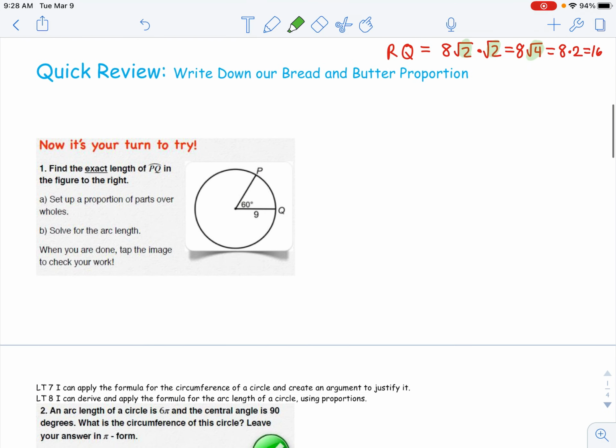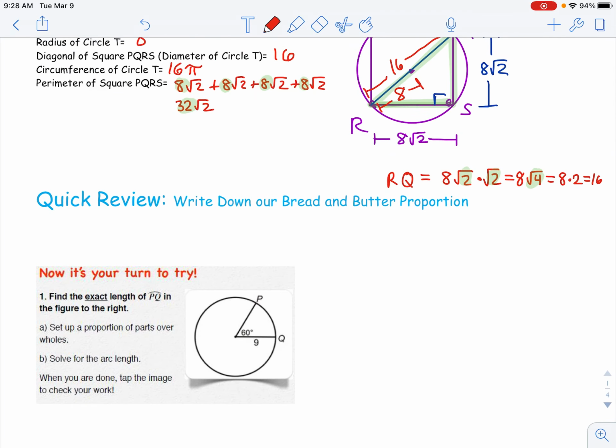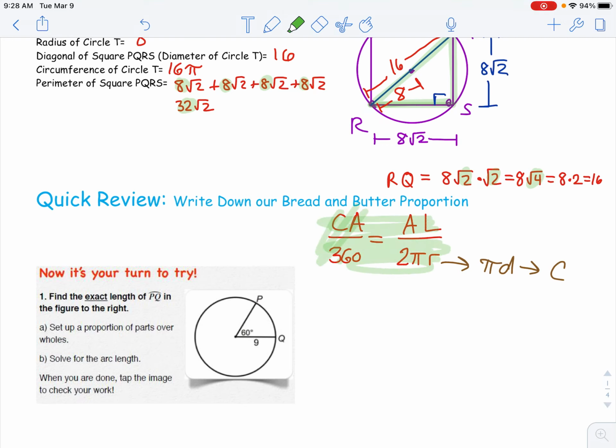So now let's do a quick review. And this will be the last problem of this video. Let's write down our bread and butter equation. This is something that we're going to be using a lot. Central angle over 360 equals arc length over, typically written as 2 pi r, but realize I can also write this as pi times diameter, or I can even write this as c. Those are all the circumference. In fact, next section we're using something very similar.